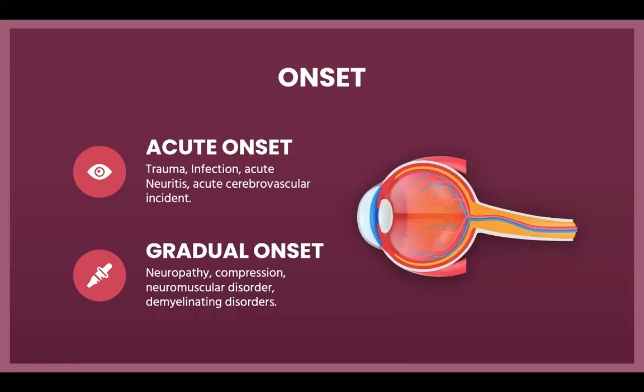The onset of diplopia can be acute onset or gradual onset. We will stress on the acute onset diplopia, and we will mention some points related to the gradual onset diplopia just to help us in the differential diagnosis.